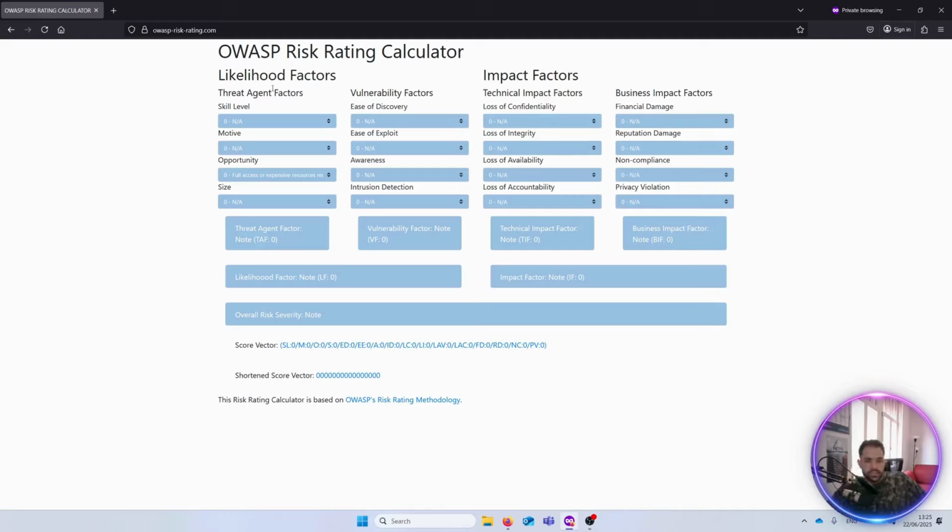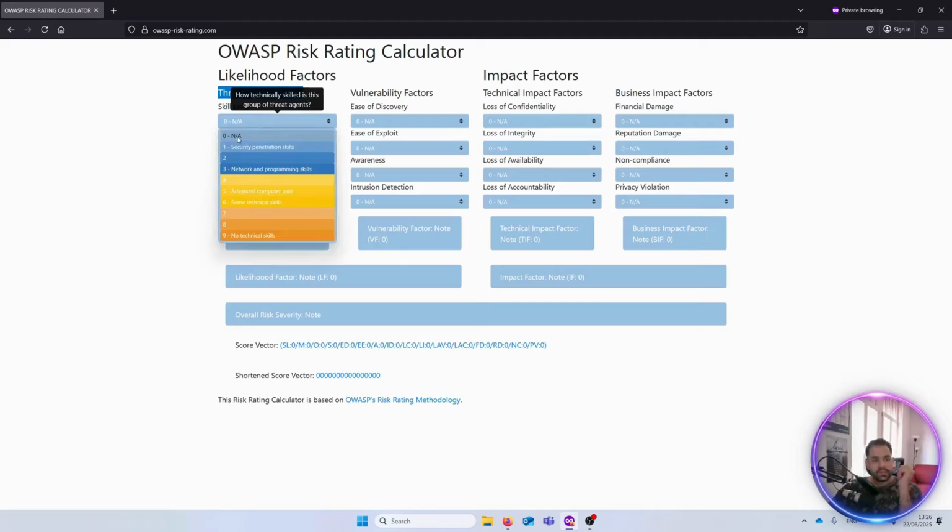So let's get started. The first thing is threat agent factors. In likelihood factors, we have threat agent factors and also vulnerability factors. Let's see what they are. Threat agent skill level, you can see, is from 0 to 9. So no technical skills or security penetration skills. Obviously when a threat or attack doesn't need any technical skills, it has a higher risk compared to a situation where penetration skills are needed.